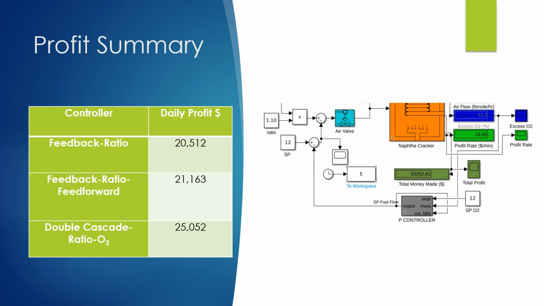As we can see, the most profitable combination was the double cascade and the ratio, and it was also the one that met the safety requirements that we set at the beginning.